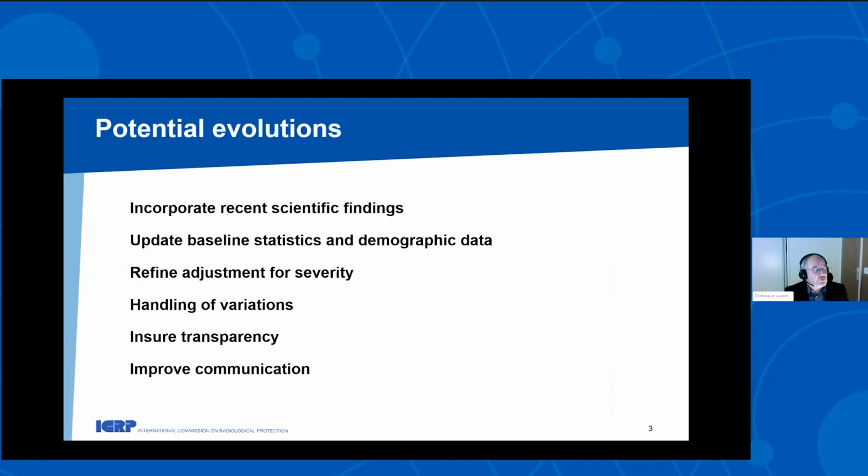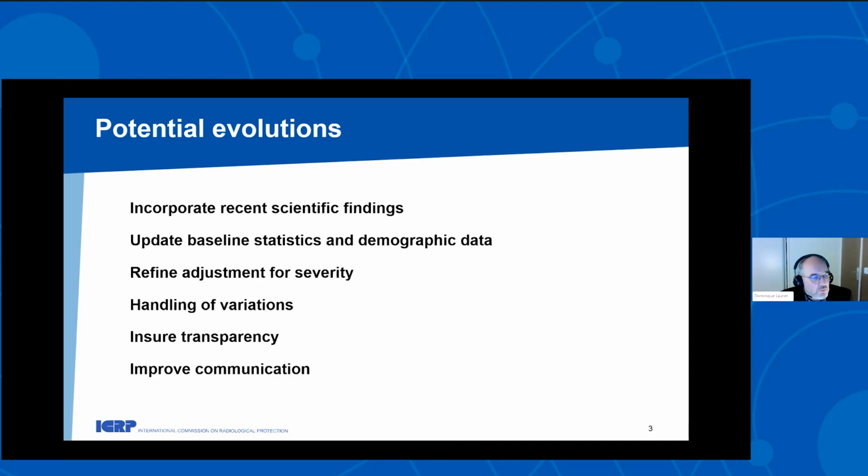So six different routes of potential evolutions have been identified in the work of Publication 152. The first one is to incorporate recent scientific findings, so to update the input data that are provided for the calculation of the detriment. The second one is to update the baseline statistics and demographic data that are used for the calculation of the detriment. The third one is refinement of the adjustment parameters that are used to weight for the severity of cancer. The fourth one is handling of variations.